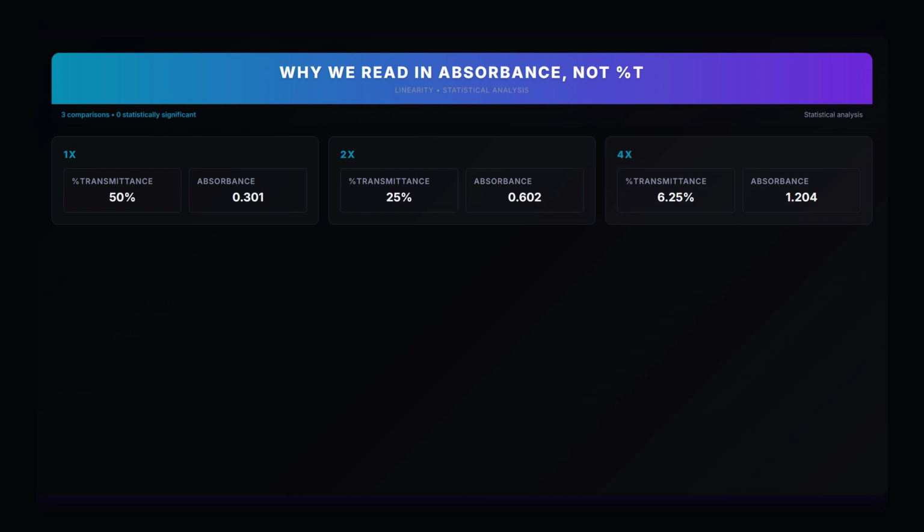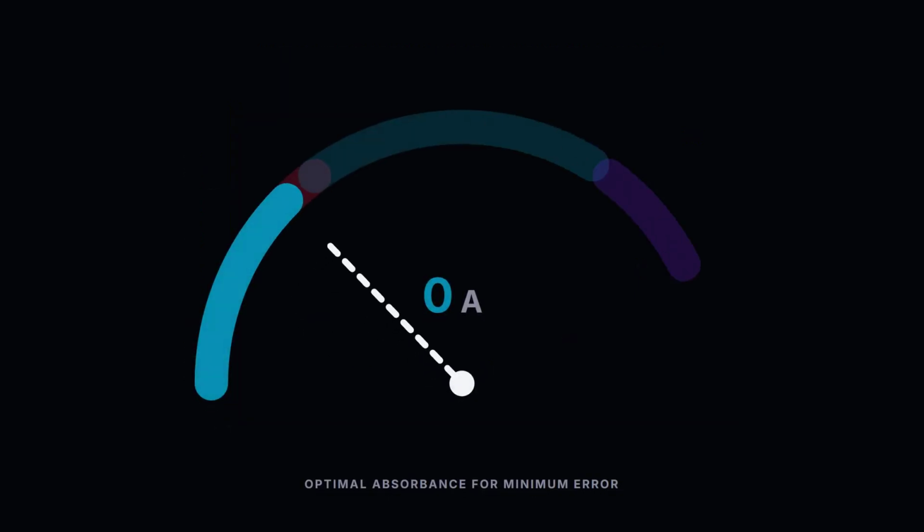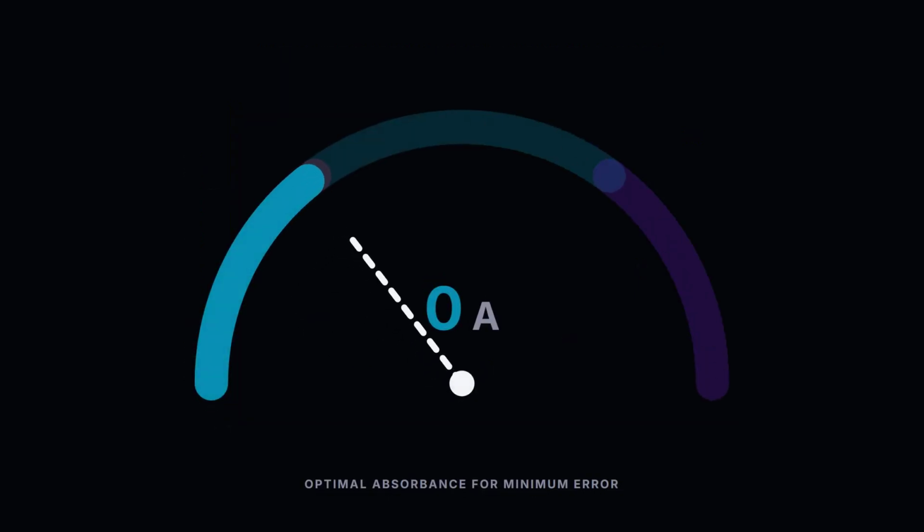There's a deeper reason to care about this. Plot the relative photometric error in your calculated concentration against transmittance, and you get a U-shaped curve. Error is high at both very low and very high transmittance, with a sharp minimum sitting right around 37%. That minimum error point at 37% transmittance corresponds to an absorbance of exactly 0.434. It's why well-designed assays are calibrated so the clinically relevant concentration range lands your absorbance somewhere between roughly 0.1 and 1.0, the sweet spot where your instrument's precision is actually trustworthy.